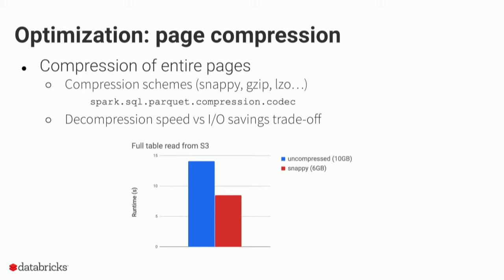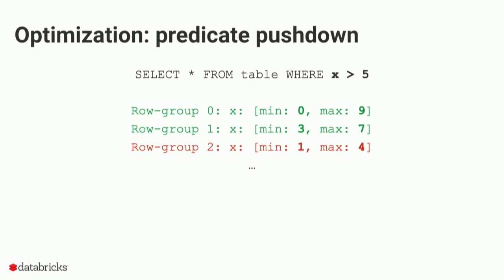It's practically always enabled by default, but it's still good to be aware of. So let's look at some more interesting optimization techniques. Let's say you have a simple query like this. So a select star from your table where the column X is greater than 5.